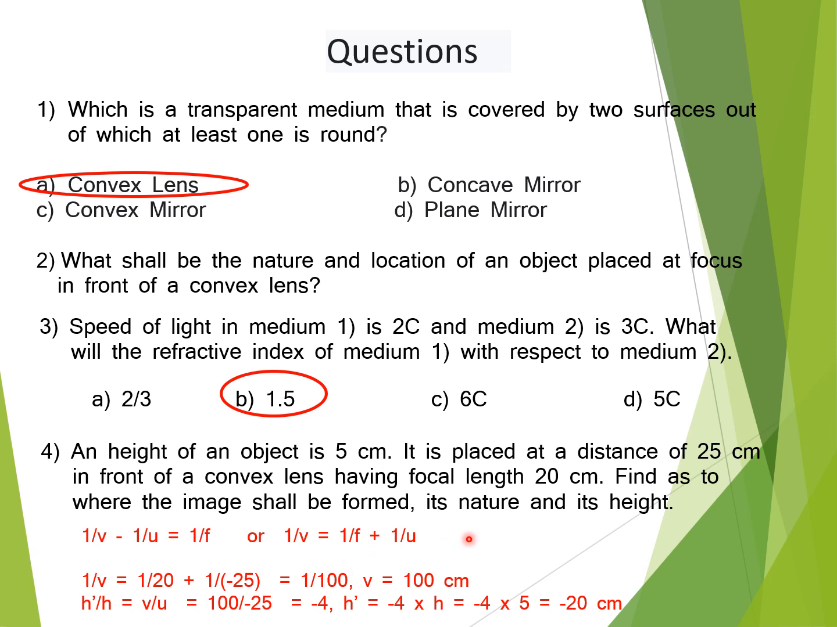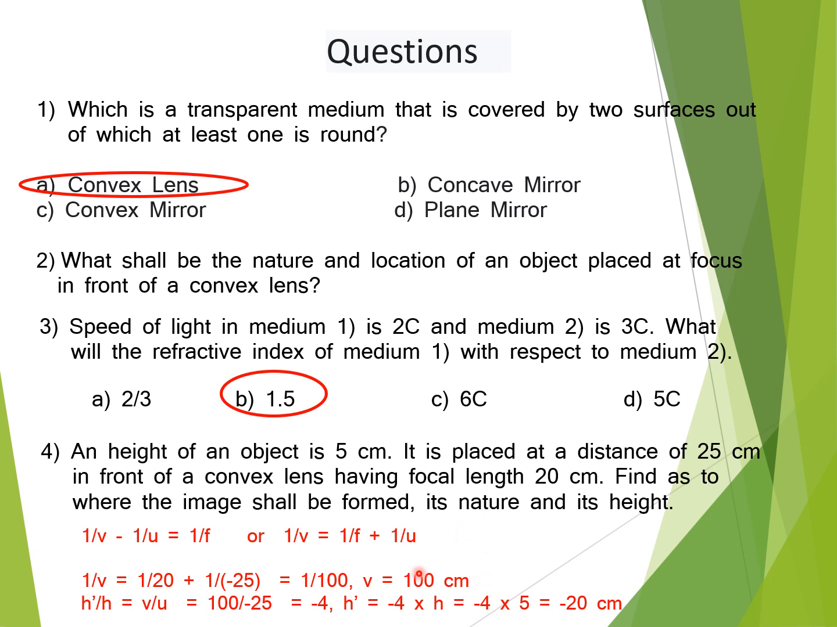What is F here? Focal length is 20 centimeter. The lens is convex lens, so in convex lens, the focal length is always positive. So F is going to be 20 centimeter. What is U? It is placed at a distance of 25 centimeter, and U is always minus. So U will be equal to minus 25. If we put the value here, it will be 1 upon V is equal to 1 upon 20 plus 1 upon minus 25. And if we solve it, V will be equal to 100 centimeter.